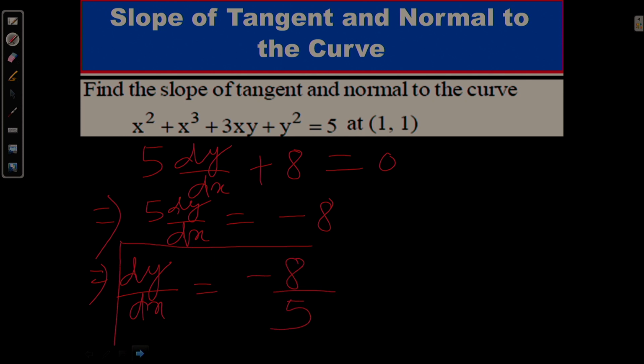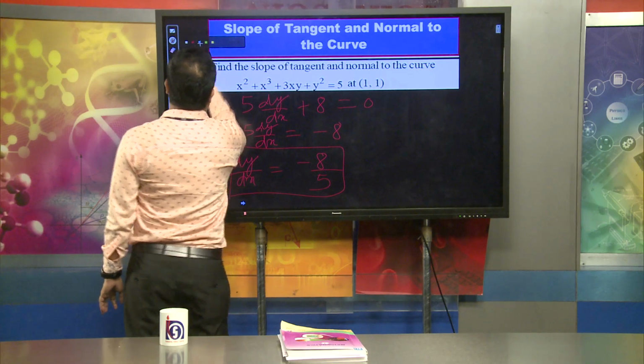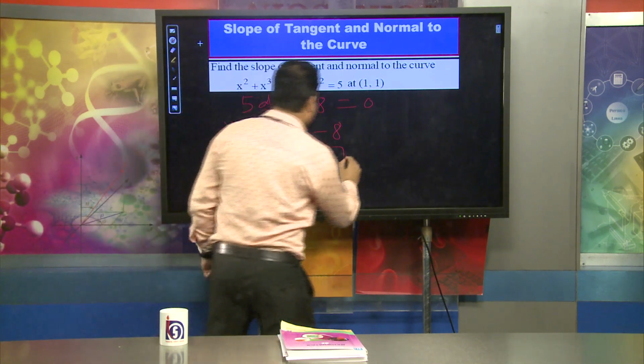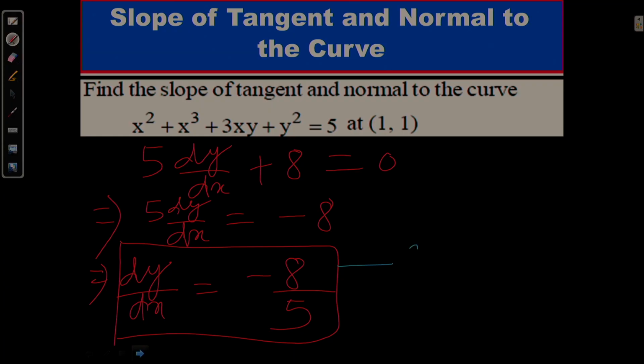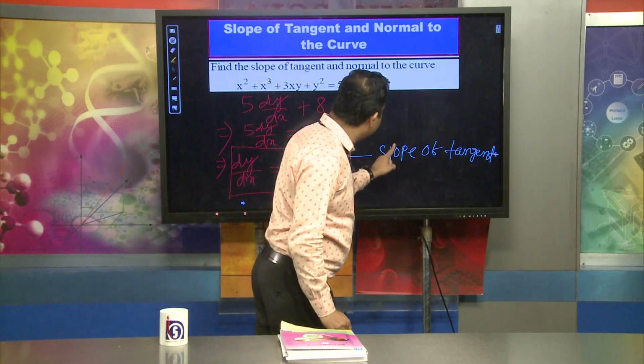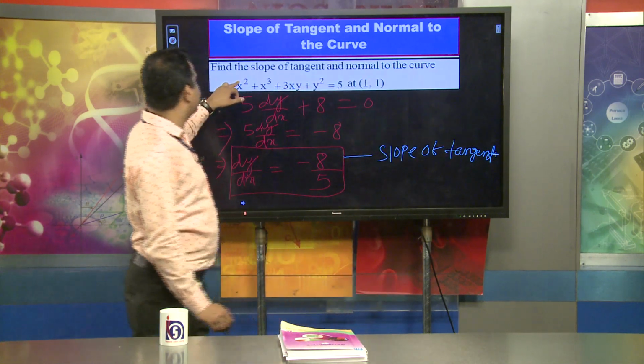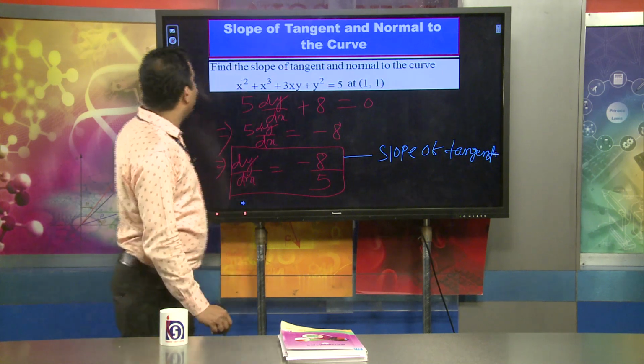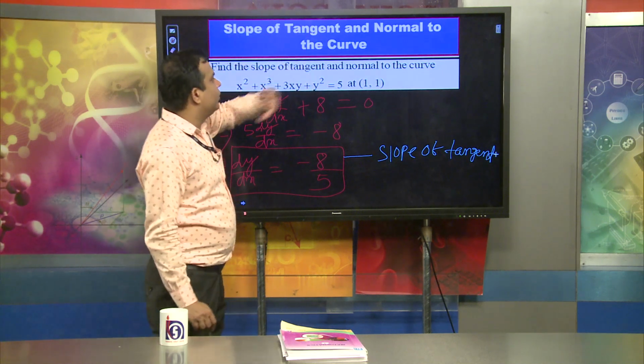Remember, dy by dx equal to minus 8 by 5 is nothing but the slope of the tangent. That means we get dy by dx equal to minus 8 by 5, which is nothing but the slope of the tangent to the curve x square plus x cube plus 3xy plus y square equal to 5. Now, we are going to find the slope of the normal.